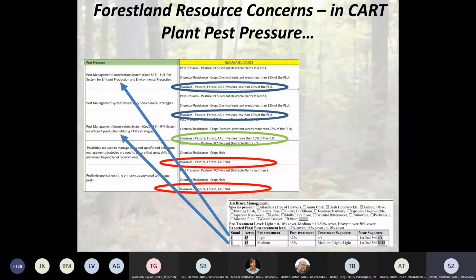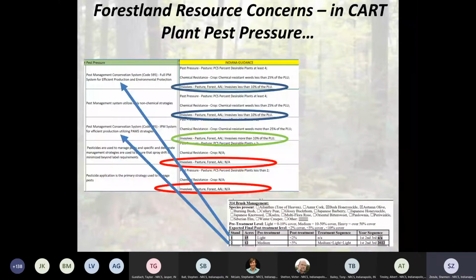And again, here, our plant pest pressure resource concerns are primarily our invasives. So these have not much to do with invasives. So again, we took it upon ourselves to really help you define what these are, and they really have not much to do with the national question. So you really have to pay attention to the Indiana guidance on this one. And so I've circled those.